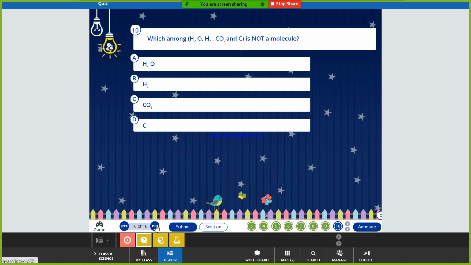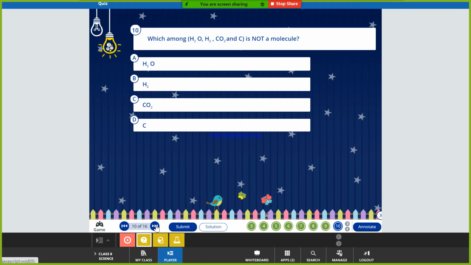Okay, next question. Which among H2O, H2, CO2 and C is not a molecule? Listen carefully. Option A, H2O. Option B, H2. Option C, CO2. Option D, C. Which one?